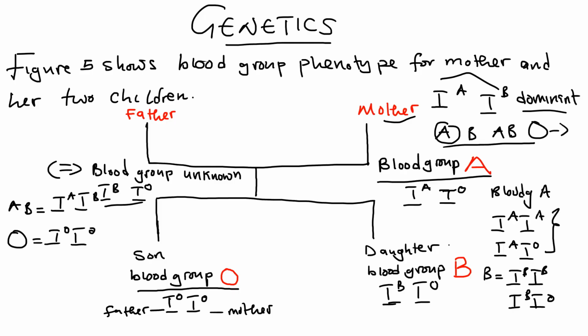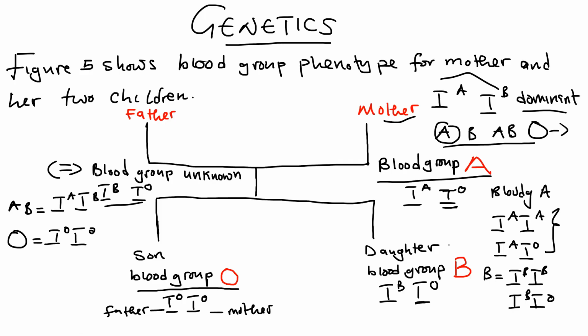Then for the father, we look at the daughter. The daughter is blood group B, and we know the mother has O. For this daughter to be blood group B, the only possible way is when the mother contributes O, which means the B is coming from the father, because these are dominant.